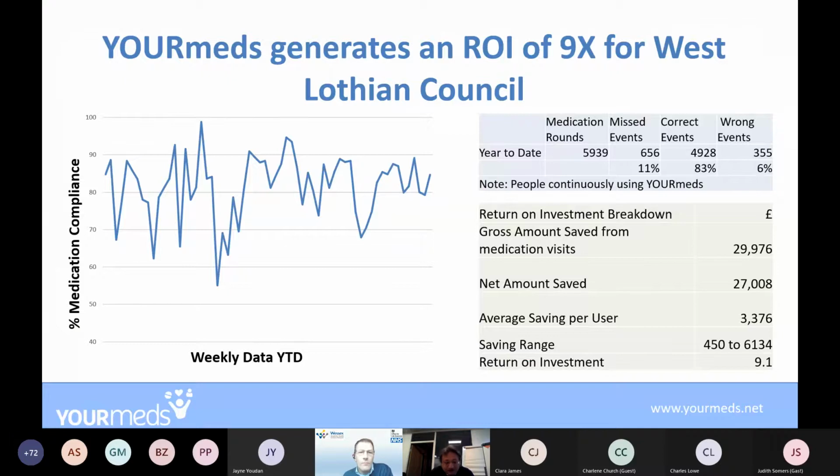The proof, as always, is in the solution, in what the solution is able to do. Although this chart looks very busy, I'm afraid, it shows three key things. We've used the data here from West Lothian as being representative of what we achieve. On the left-hand side of this chart is a chart which shows a y-axis of compliance and an x-axis of time. The time is weekly data year to date for compliance of a group of service users in West Lothian. The average over this period is over 80%, it's about 83%.